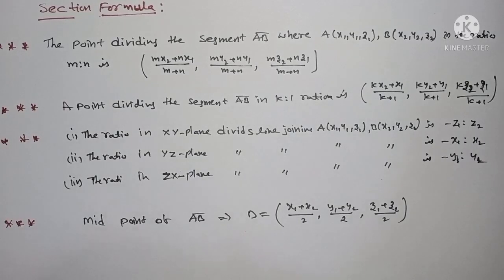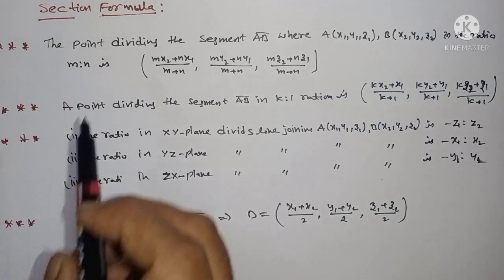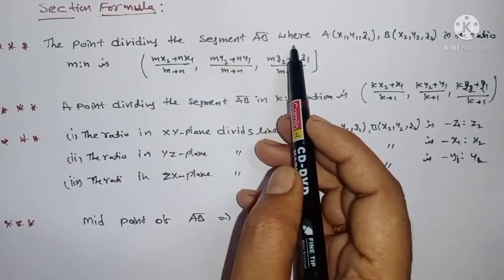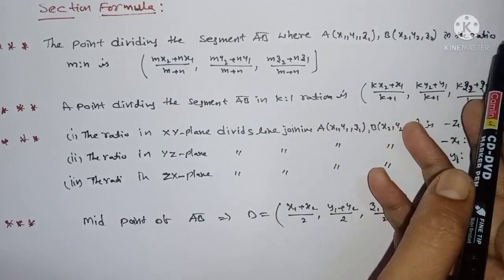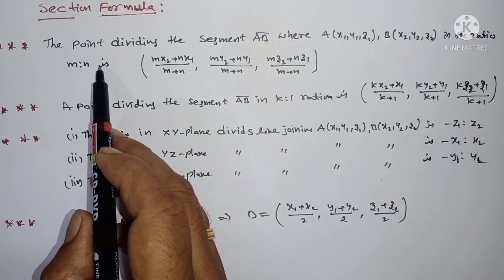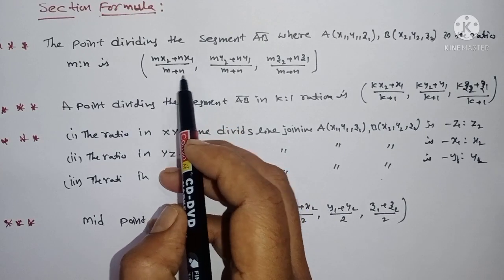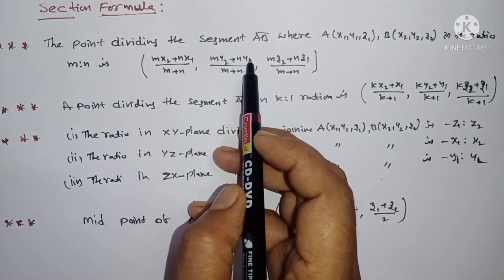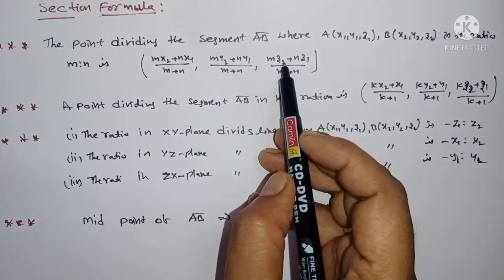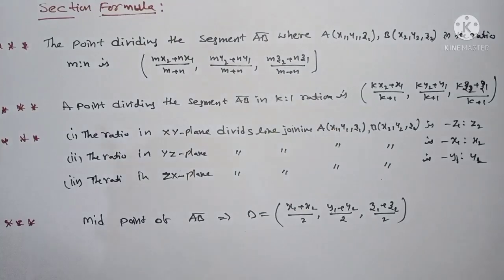Next is section formulas, or dividing the line into 3 parts or 2 parts. Okay, what are the formulas, you can observe here. Same method, only in 3 dimensions. The point dividing the segment AB in the ratio m is to n. Therefore the formula is (mx2 plus nx1) by (m plus n), (my2 plus ny1) by (m plus n), (mz2 plus nz1) by (m plus n).